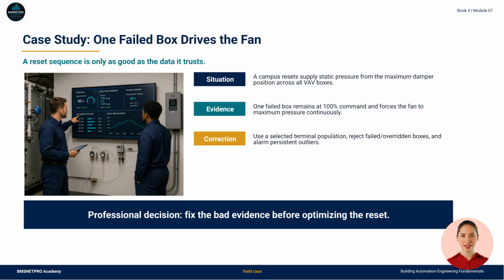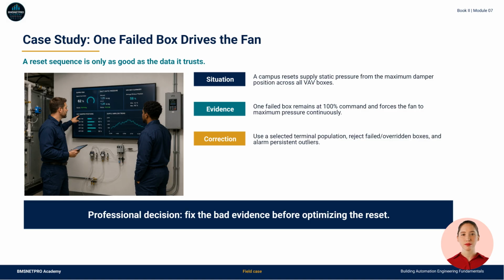This case study shows why reset logic must protect itself from bad data. A campus resets supply static pressure using the maximum damper position across all VAV boxes. One box fails and remains at 100% damper command. The BAS interprets that as continuous high demand and drives the fan toward maximum pressure all day. Energy rises, noise may increase, and the real problem remains hidden.